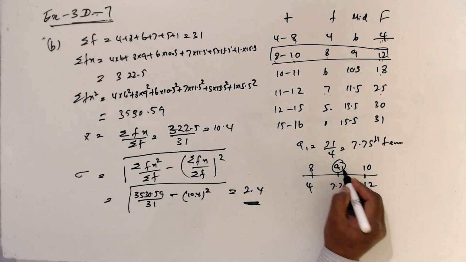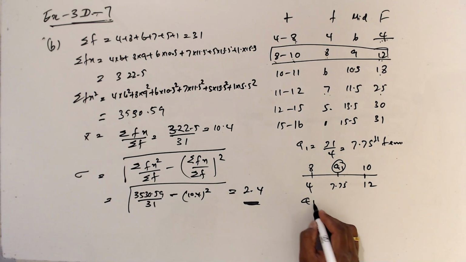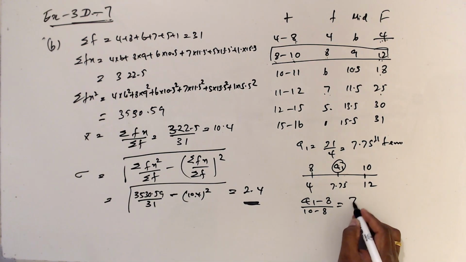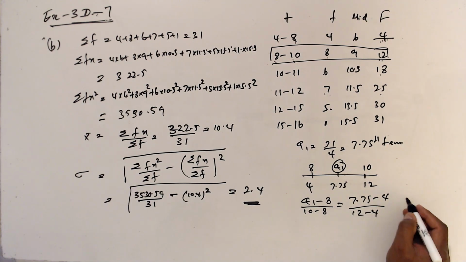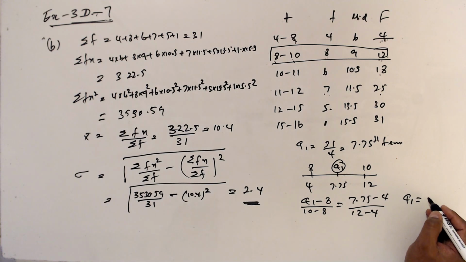So this is Q1. So Q1 minus 8 over 10 minus 8 equals 7.75 minus 4 over 12 minus 4. So Q1 equals 9.